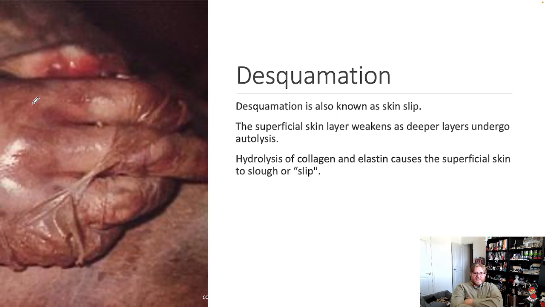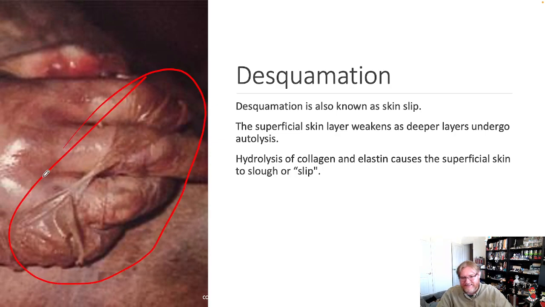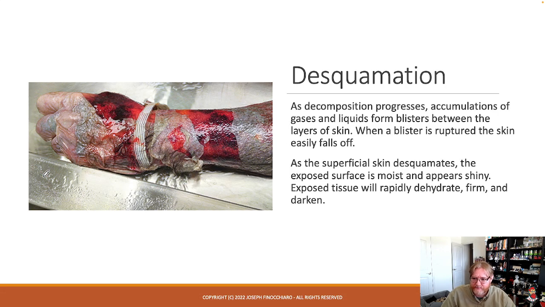Desquamation is known as skin slip. The superficial skin layer weakens as deeper layers undergo autolysis. Hydrolysis of collagen and elastin causes the superficial skin to slough or slip. When you see what we have going on here, this is sometimes referred to as degloving, where basically the top layer of the skin just peels right off like a glove.